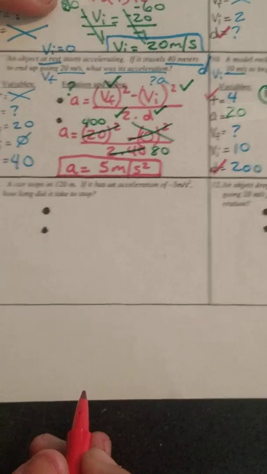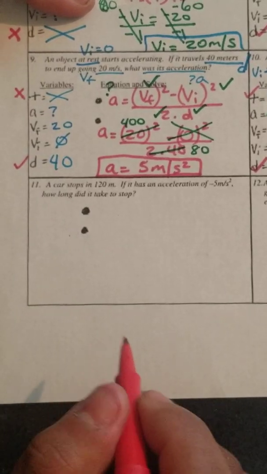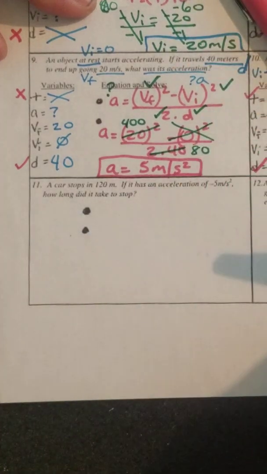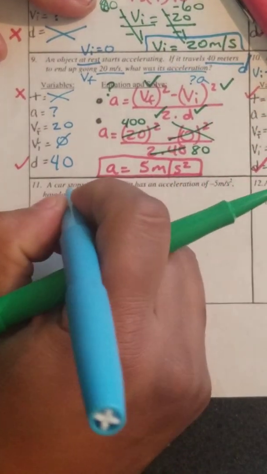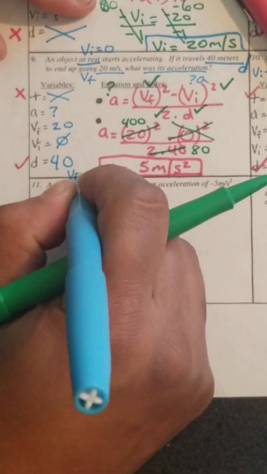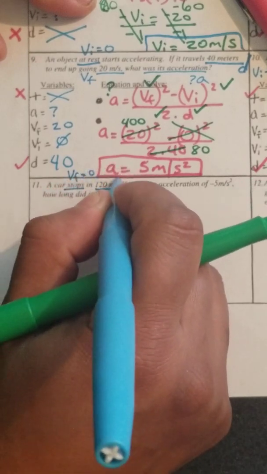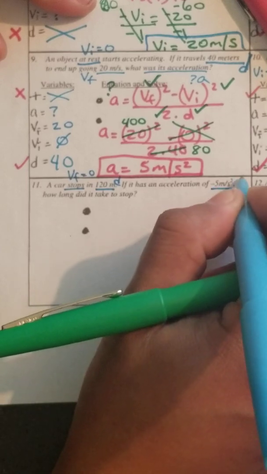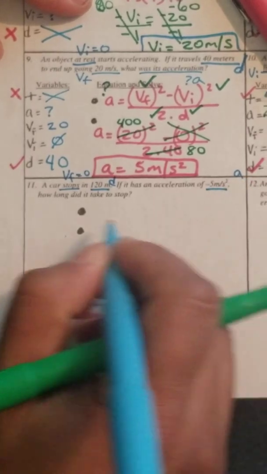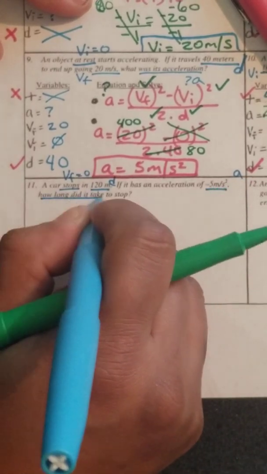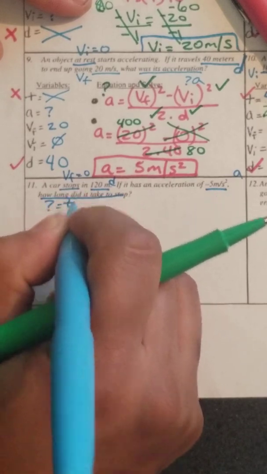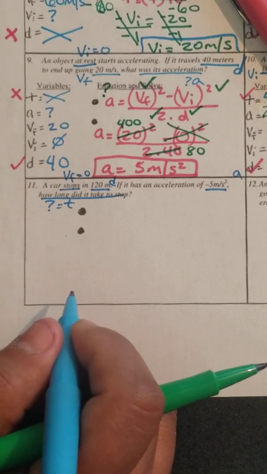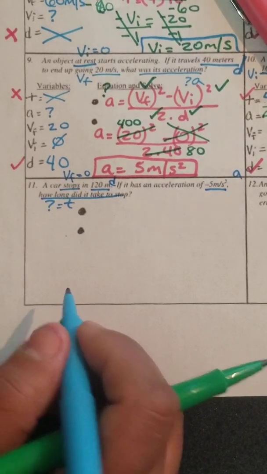Number 11. Number 11 says that a car stops. Whoa, if a car stops, then obviously it was moving before it stopped. So the stop is V sub F equals 0, in 120 meters, D, if it has an acceleration of -5 meters per second squared, A. How long did it take for it to come to a stop? Question mark, T. I just didn't give those variables because I wanted you to start doing this on your own.